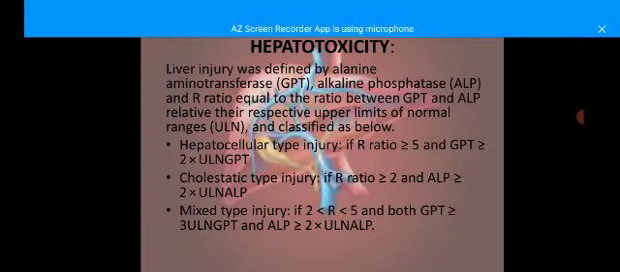In mixed type of injury, the value of R is greater than 2 and less than 5, and both the GPT is greater than or equal to 3 times the upper limit of GPT and ALP is greater than or equal to 2 times the upper limit of normal range of ALP.